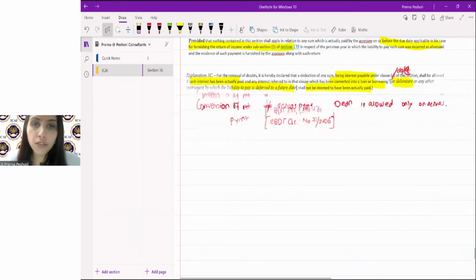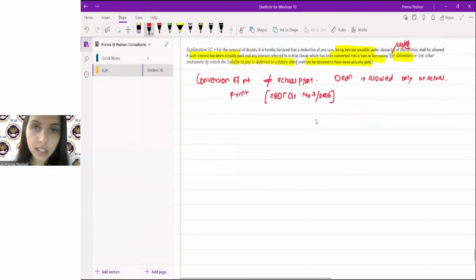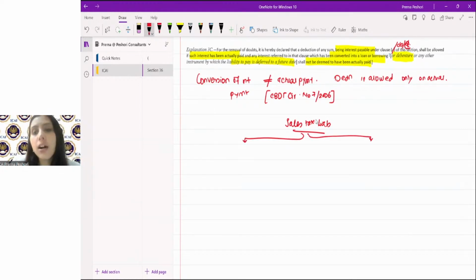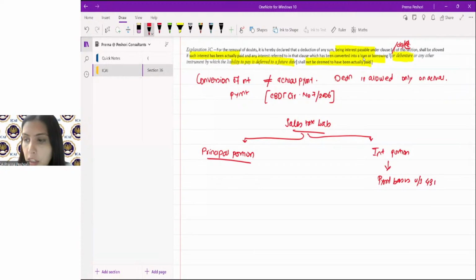Now, in respect of, let's say, sales tax liability. In respect of the sales tax liability, there is a CBDT circular with regard to that. Because the provision says that it will be allowed, the tax, duty, cess, fee is allowed only on payment basis. So the principal portion which is there, and the interest portion which is there. Interest portion on even sales tax liability will be on payment basis under section 43B.